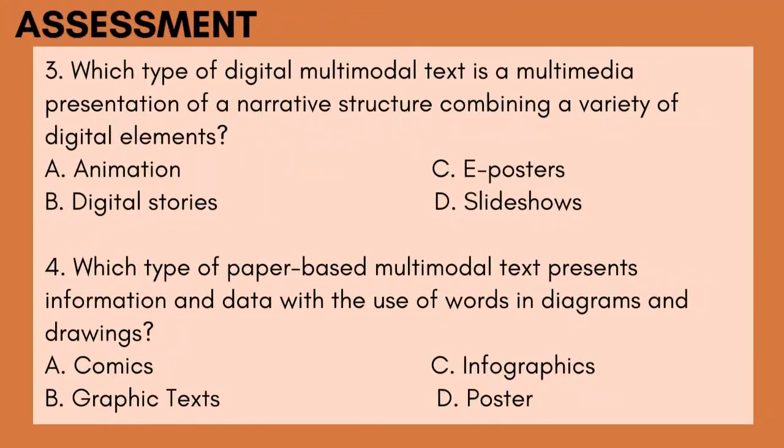Number 3. Which type of digital multimodal text is a multimedia presentation of a narrative structure combining a variety of digital elements? A. Animation. B. Digital stories. C. E-posters, and D. Slideshows. Number 4. Which type of paper-based multimodal text presents information and data with the use of words in diagrams and drawings? A. Comics. B. Graphic text. C. Infographics, and D. Poster.